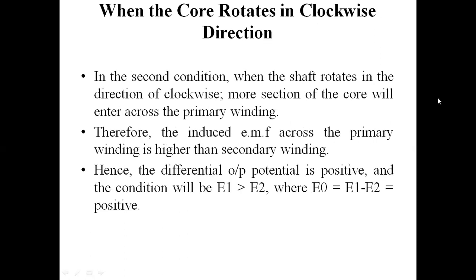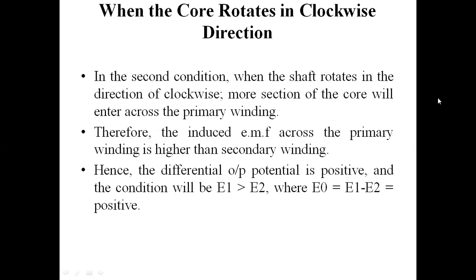Similarly, let us consider the clockwise direction. When the shaft rotates in the clockwise direction, what will happen? Actually, under normal condition of RVDT, the flux linkage of both the secondary windings is the same due to the symmetrical placing with respect to the primary and core. Therefore, the induced EMF of both the secondary windings will be equal. Hence, the output voltage V0 of the transducer in such a condition is 0. So the normal position of RVDT is called the null position.